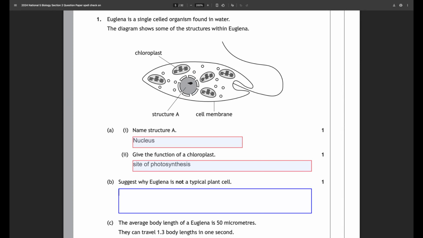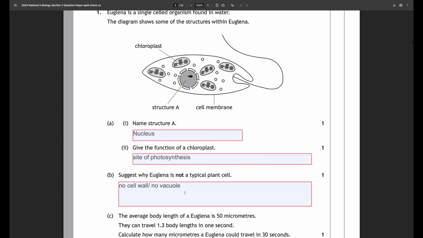It suggests why Euglena is not a typical plant cell. So there's a couple of reasons. First of all, it does not have a cell wall, which we find in a typical plant cell, and it has no vacuole. Okay, so the Euglena has no cell wall and no vacuole. They're both features which we tend to find in plant cells.